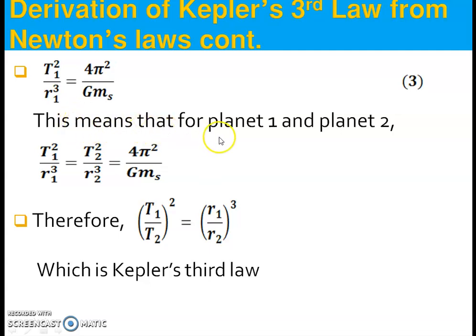This equation can be rearranged to get equation 3. This means that for planet 1 and planet 2, T1 squared over R1 cubed is equal to T2 squared over R2 cubed and is equal to 4 pi squared over G Ms. Therefore, from this we get that (T1 over T2) all squared is equal to (R1 over R2) all cubed, which is Kepler's third law.